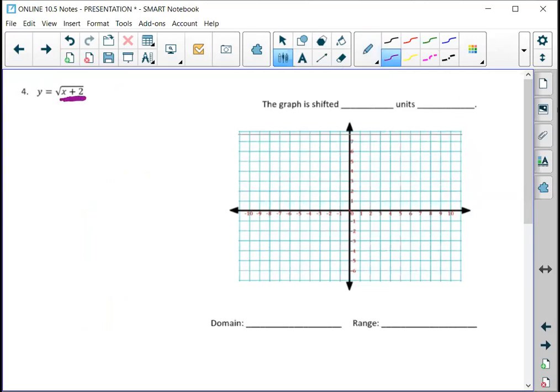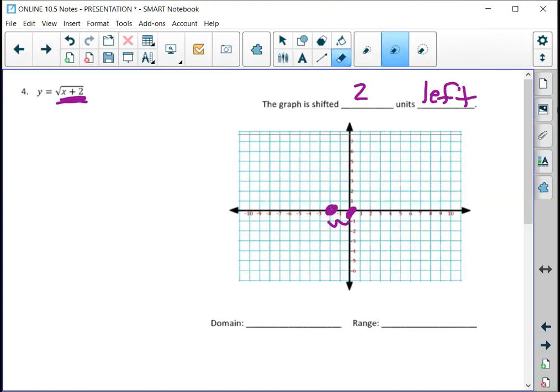Just like whenever we have the absolute values, remember when things were inside of the absolute value, it was opposite? That's the same thing here. So we're shifting this graph 2 units to the left. If it's a plus, we're moving to the left, but if it was a minus, we would move to the right. We don't have anything on the outside of the radical, so we're not moving it up or down. So we're just going to take that original point, the origin, and then move it 2 to the left, and that's going to be our new starting point.